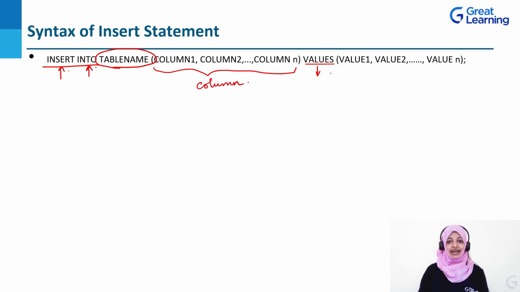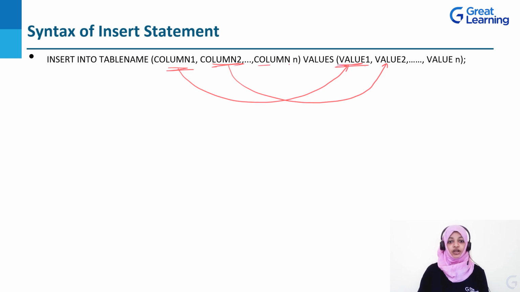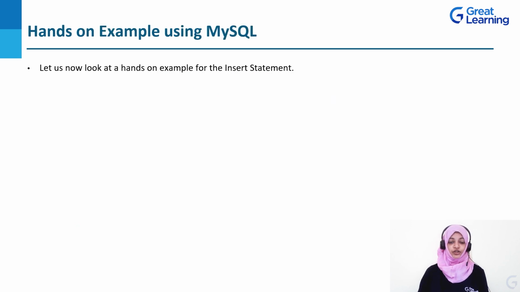Next, we've got values, which is again a keyword. The values keyword helps us form a relation between the columns and the corresponding values given for those columns. Lastly, we've got the set of values that we want to insert within the column. Please note that each and every column corresponds to its respective value. So this means that column 1 will have the value of value 1 stored within it after execution of the insert statement. Similarly, column 2 will have the value of value 2 stored in it, and column n will have the value of value n stored in it. This is how the insert statement actually works. So let's quickly go on to the hands-on to understand exactly how the insert statement works.